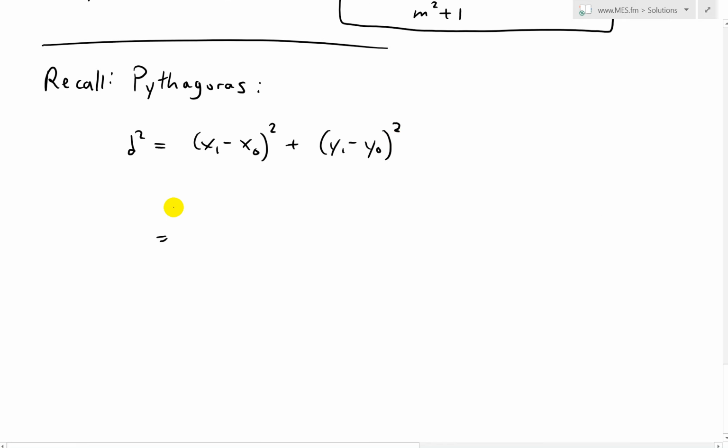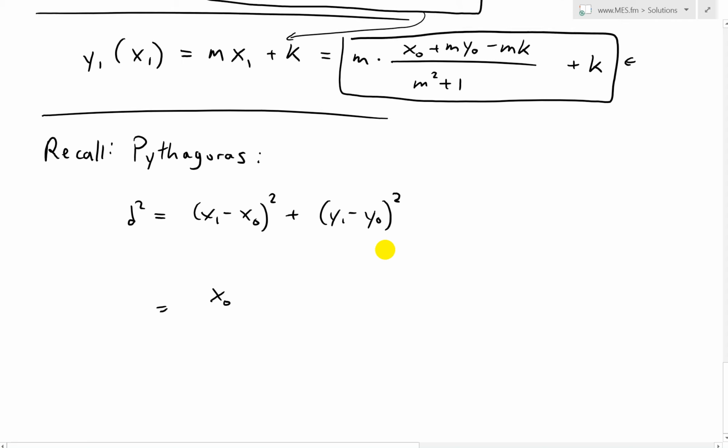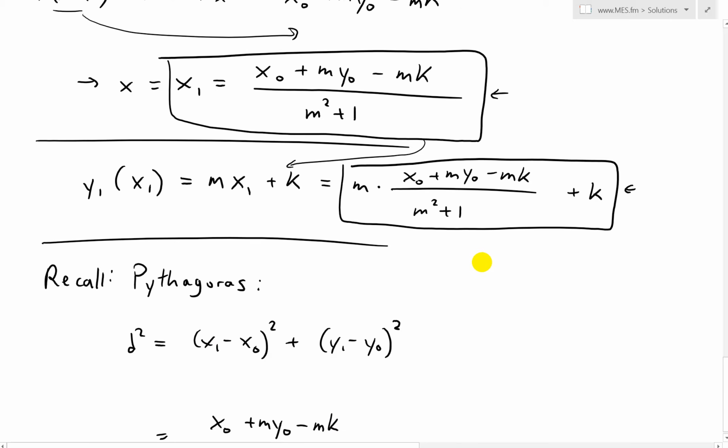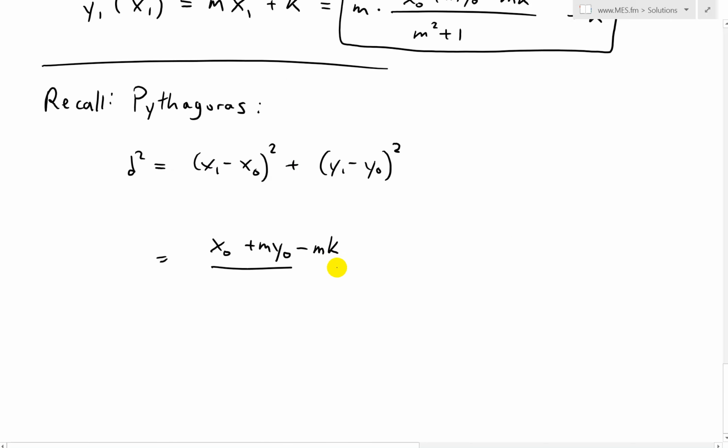So we have x0 plus m y0 minus mk like that, and then divide this by m squared plus 1, minus an x0. And what I'll do here, since we're going to square it, is multiply this by m squared plus 1 over m squared plus 1. We're not changing anything, just making the same common denominator. I'm doing that all in one go over there.